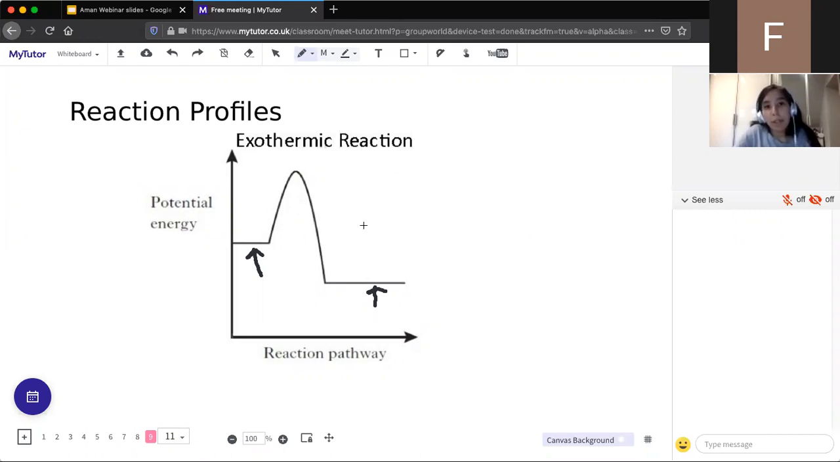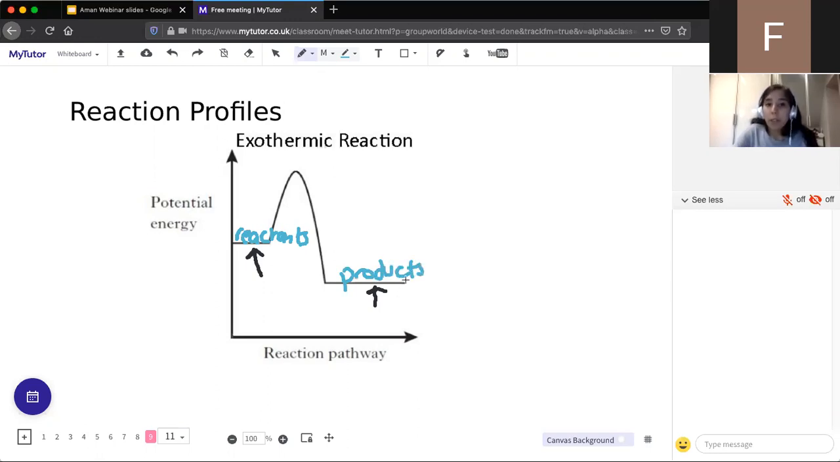So let's think about exothermic first. Someone said reactants is the first arrow, which is great. So the reactants is what goes on the first part of that diagram. Okay, if we know the first arrow is reactants, what do you think the second arrow is? Products, brilliant.